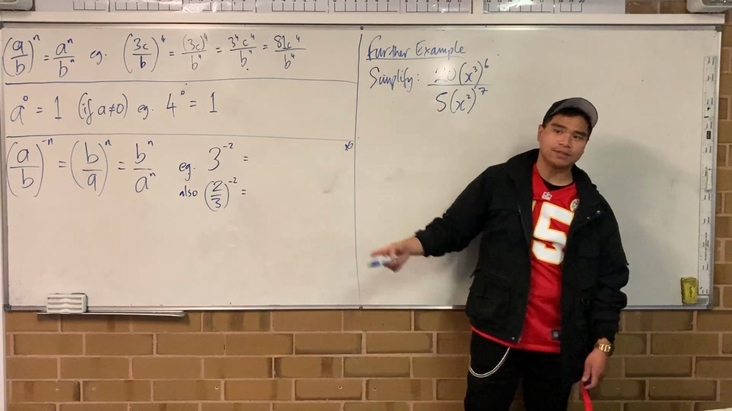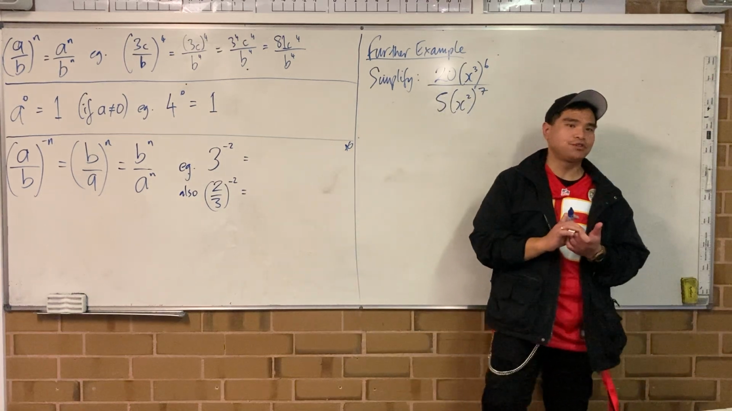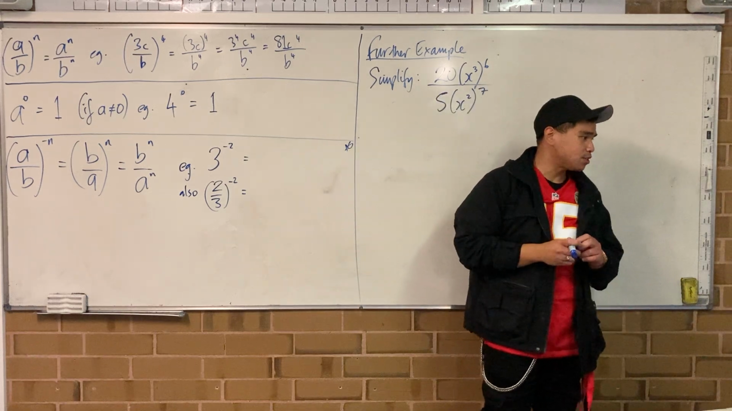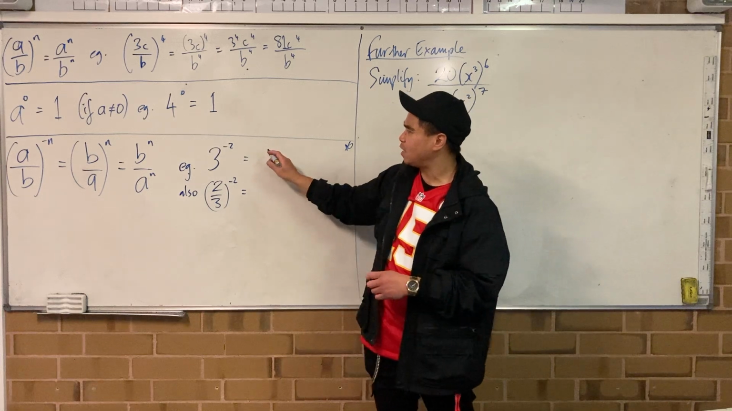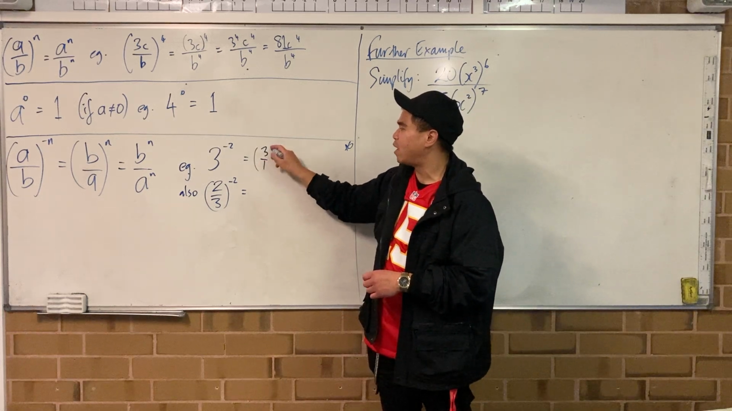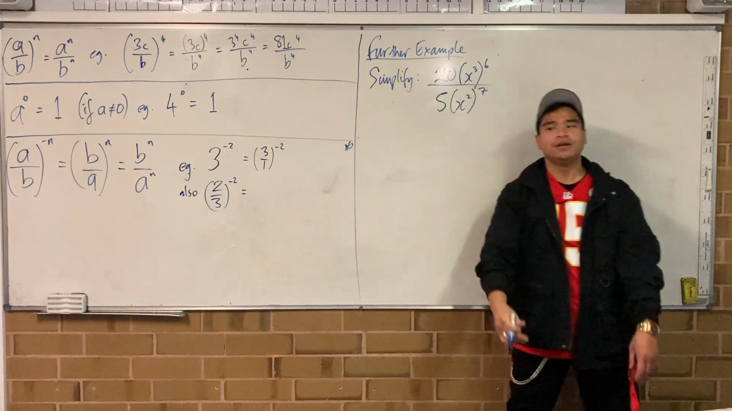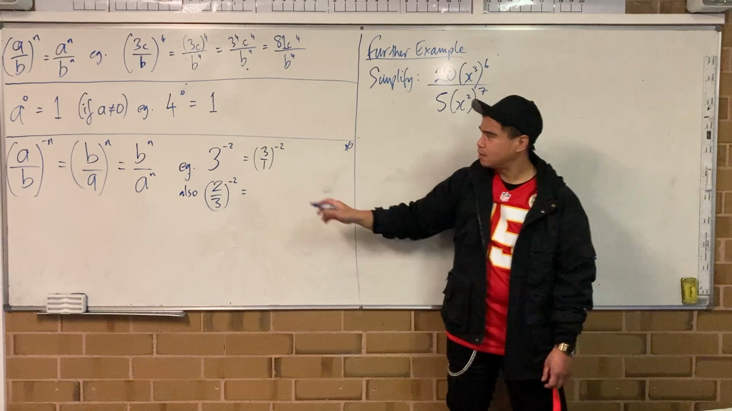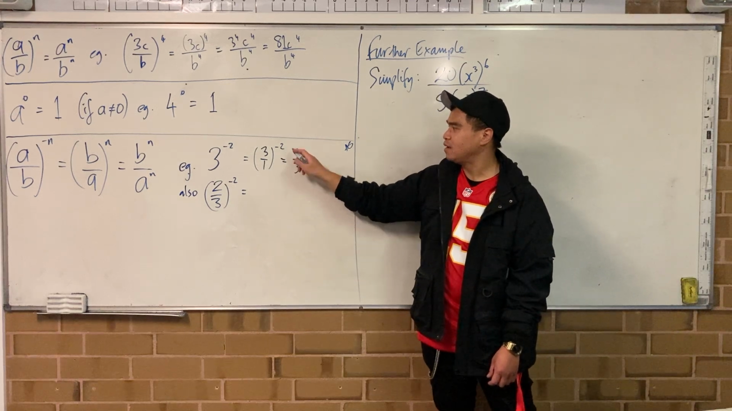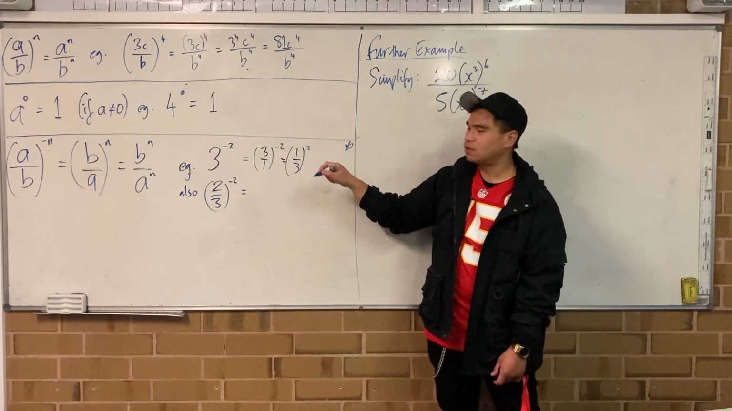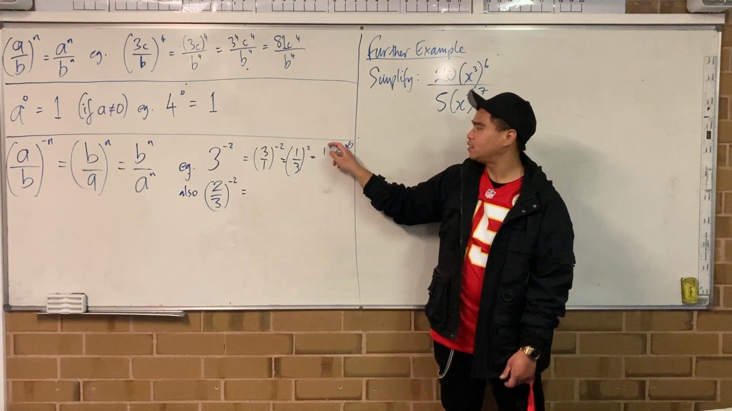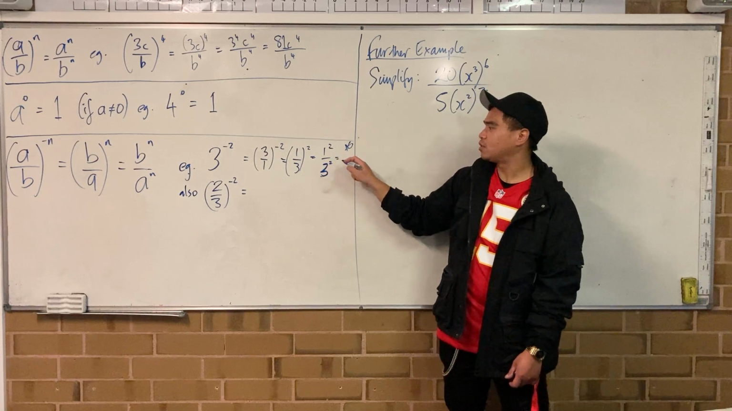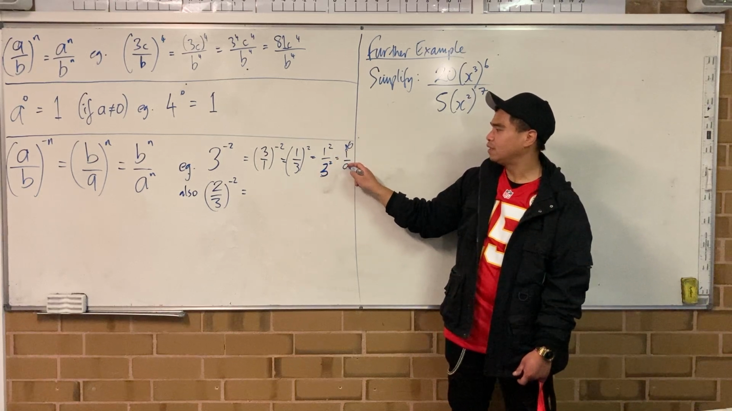So if I had this, 3 to the power of negative 2. You're going to be telling me, Mr. T, what you've been smoking. 3 is not a fraction. Yes, it is. It's just not written as. Excellent. 3 to the negative 2 is actually 3 over 1 to the negative 2. Now let's deal with a negative power. What does the negative do to it? Flip it. So now that's going to be 1 over 3, but it's still to the power of 2. So it's going to be 1 to the 2 over 3 to the 2, which is 1 over 9.